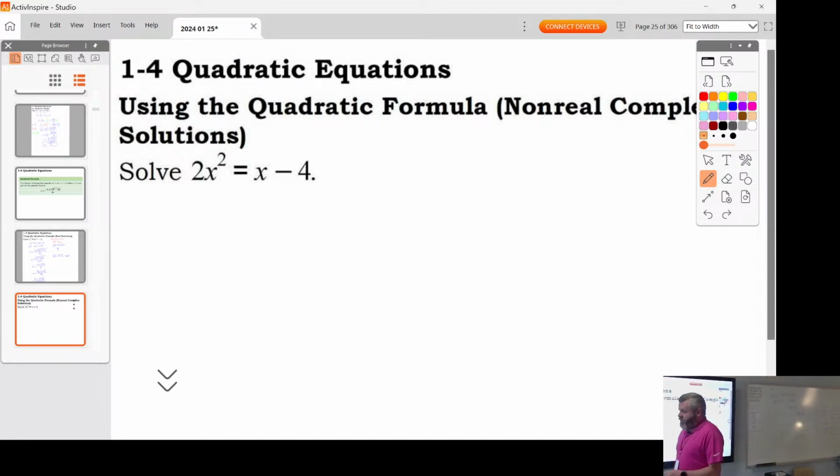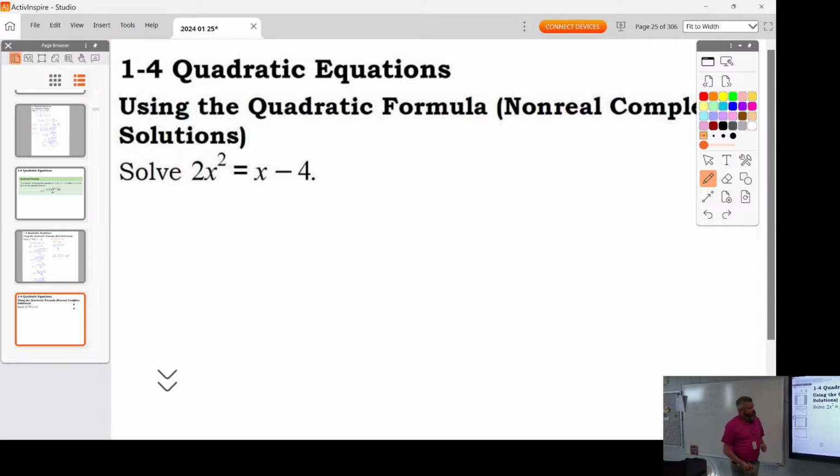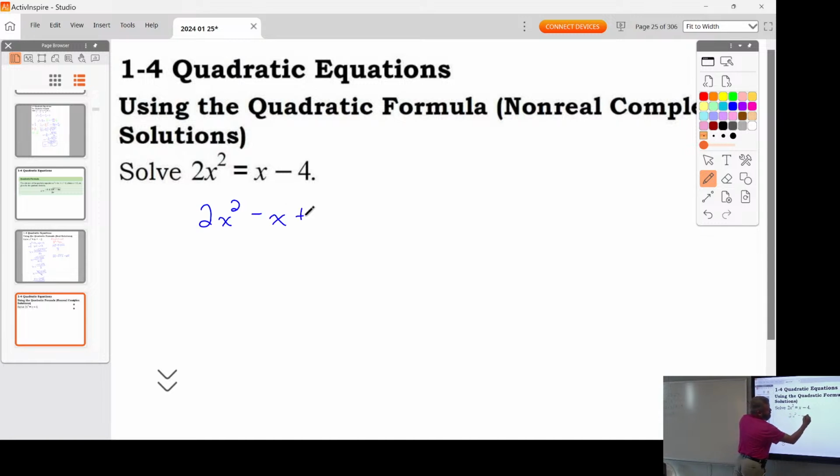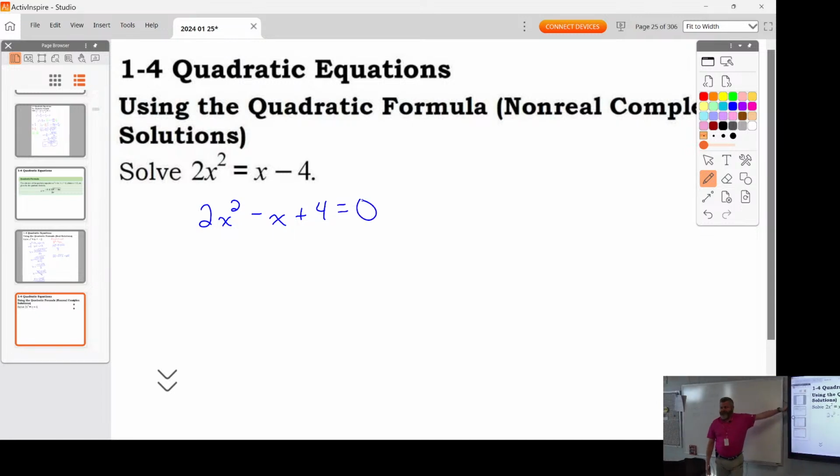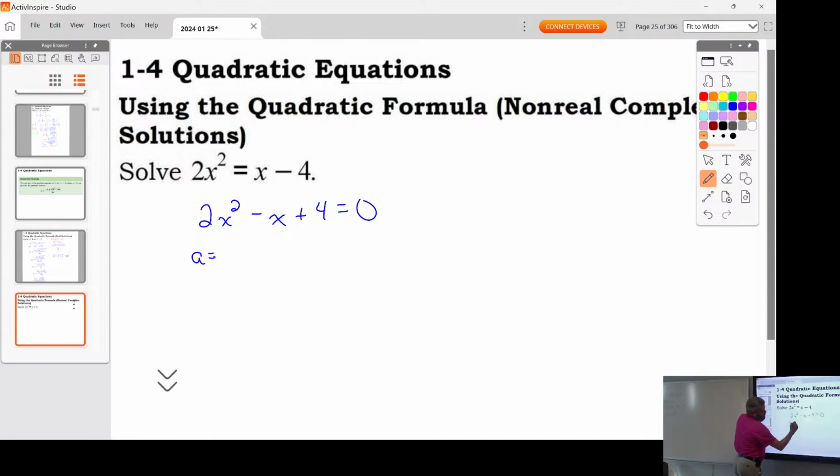Okay. Step 1, set it to 0. So I will subtract x from both sides. I will add 4 to both sides. 2x squared minus x plus 4 equals 0. It's now in standard form. A is 2, B is negative 1, C is 4.